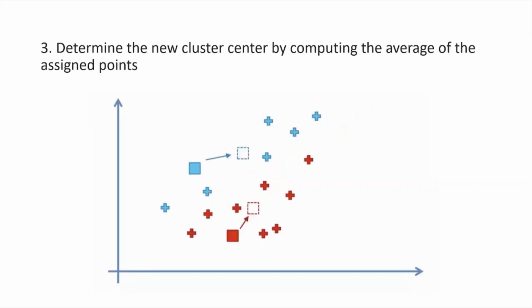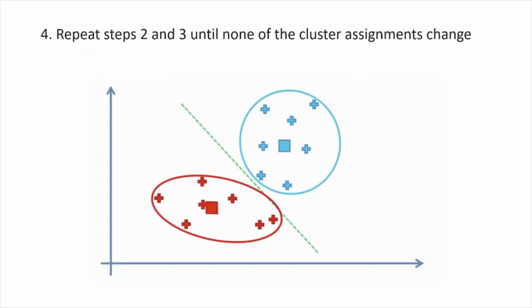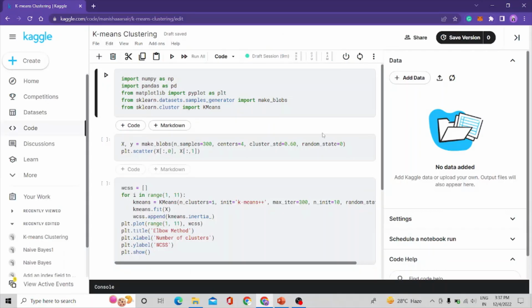Third step, determine the new cluster center by computing the average of the assigned points. Fourth step, repeat steps 2 and 3 until none of the cluster assignments change. Let's take a look at how we could go about classifying data using the k-means algorithm with Python.